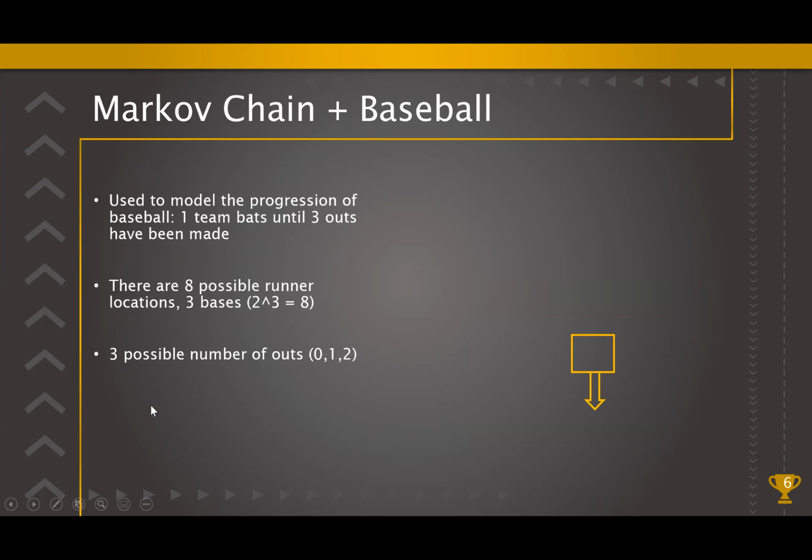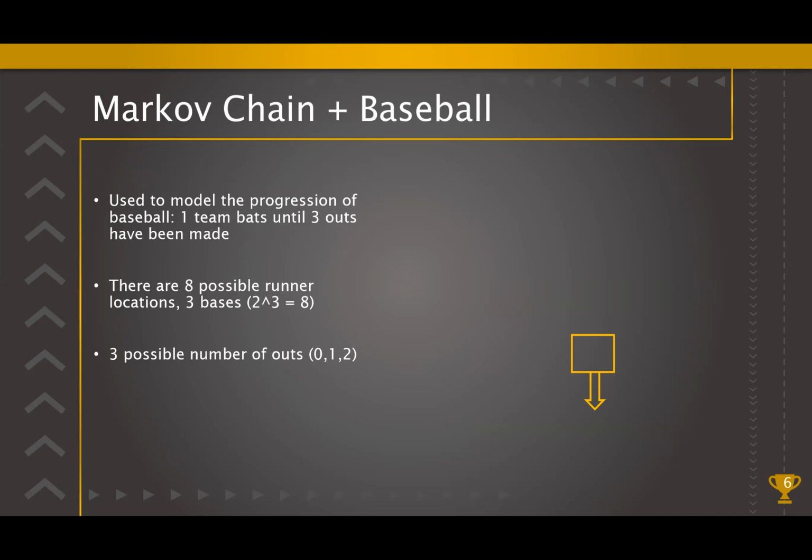As indicated in prior slides, the Markov chain model of baseball has frequently been used in literature for more than 40 years due to common understanding and the amount of detailed data that is readily available. In the baseball example, it is utilized to model the progression of baseball. One team bats until 3 outs have been made. The Markov chain state corresponds to the position of the runners on base and the number of outs.